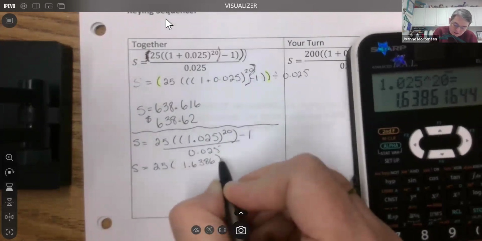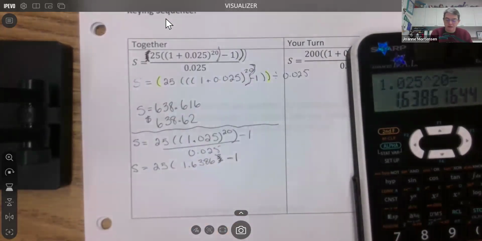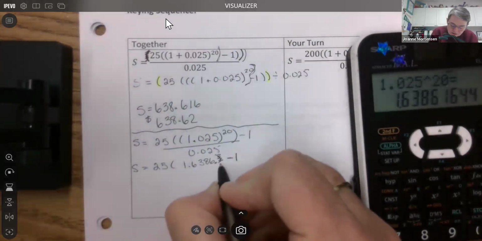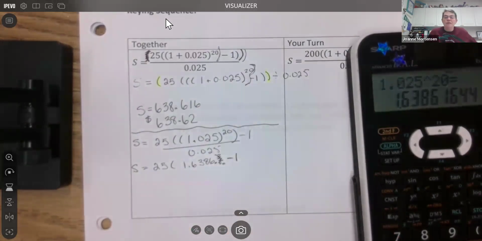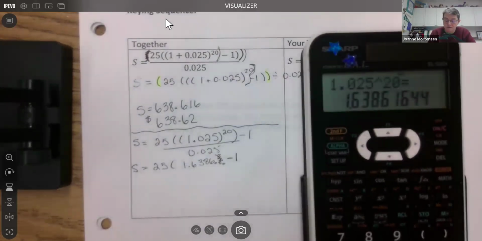1.6386. Oopsies. Minus 1. Now, I should do what I normally do. Dot, dot, dot. So in my world, that reminds me that there's a lot of other numbers on the calculator, right? Because it doesn't stop after 86. I'm just too lazy to write them down.